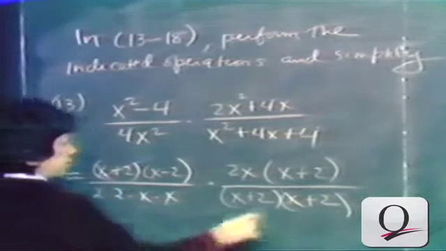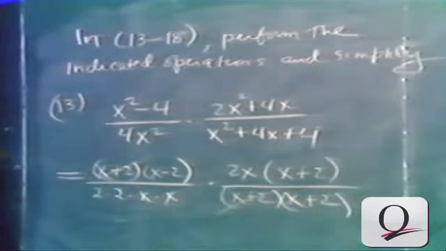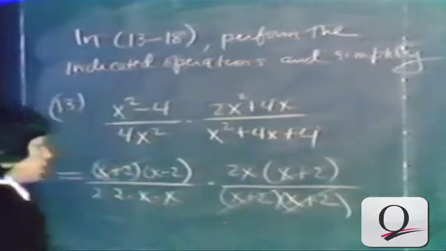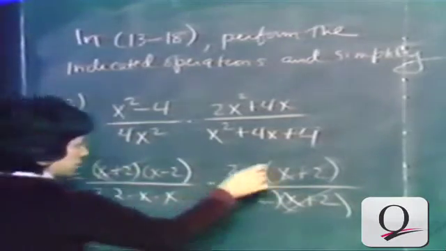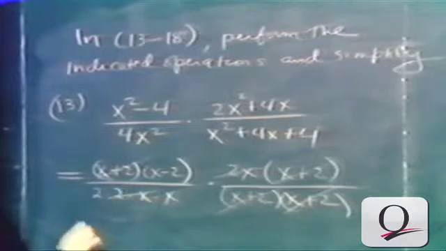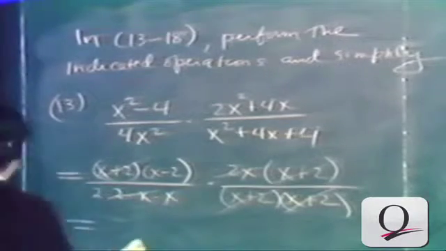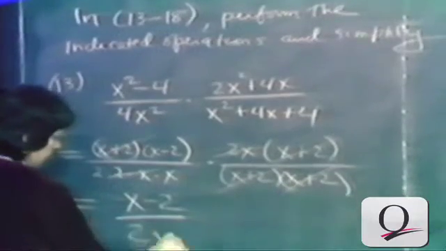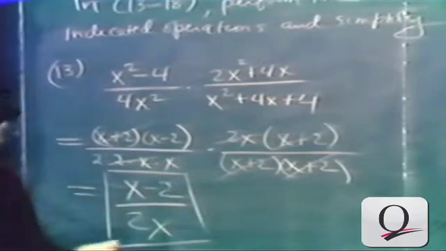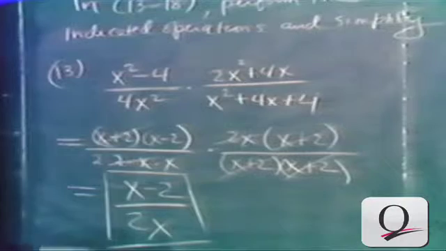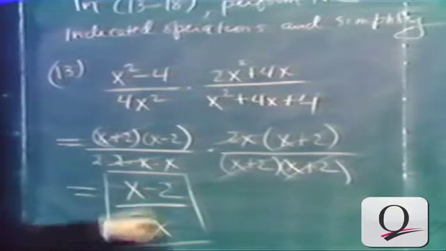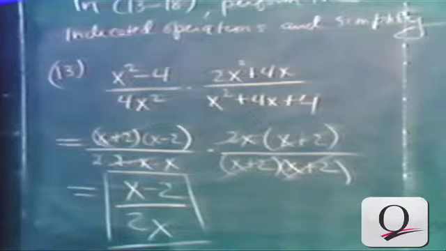X plus 2 is a factor, top and bottom, we can cancel. X plus 2 again over here. The 2x cancels the 2x here, leaving us with x minus 2 upstairs and 2x downstairs. And that's as far as you can go. 2 is a term here, a factor here, x is a term here and a factor here, so you cannot cancel them.